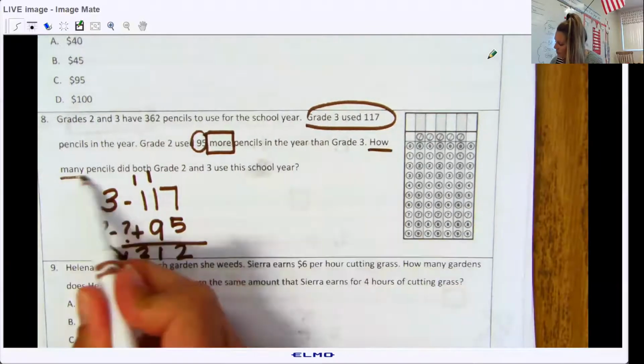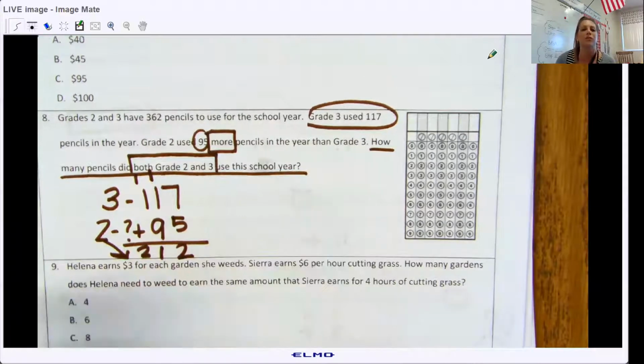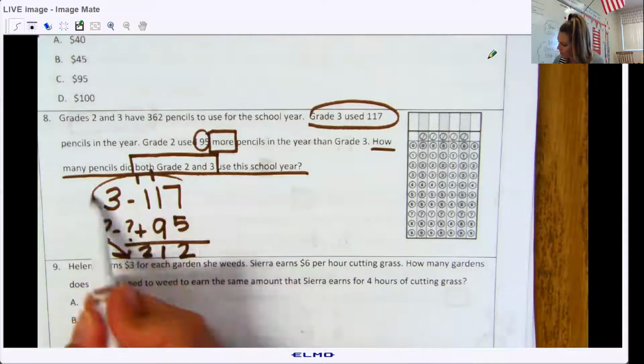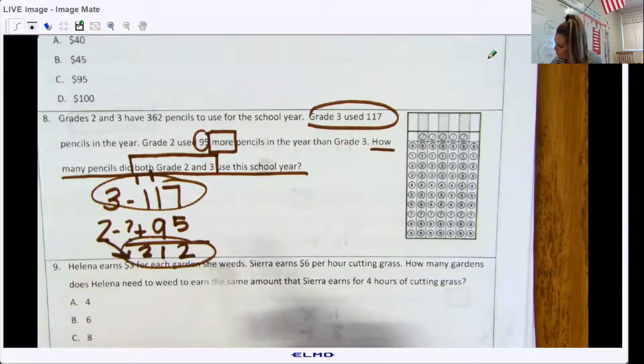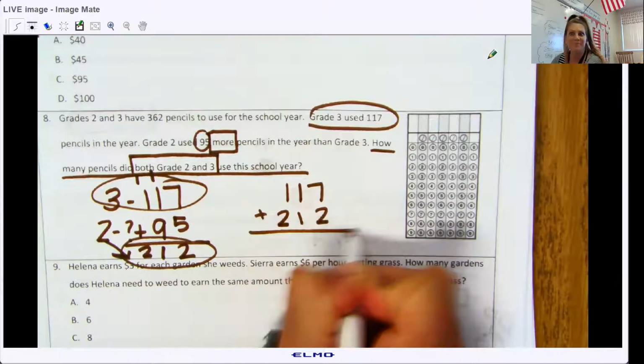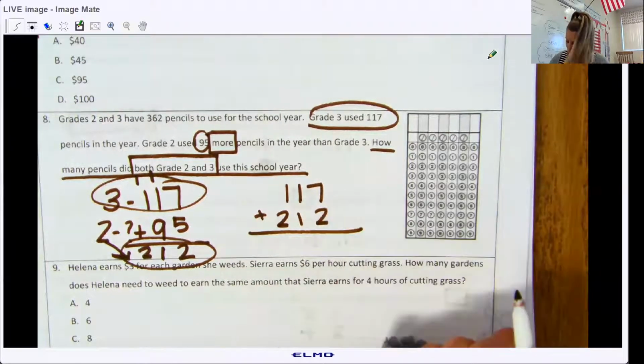How many pencils did both grade 2 and 3 use? So what is our next step? We have to add grade 3 and grade 2 together. Is that what you did? If you did, kiss your brain. If you didn't, hopefully you're solving it right now.